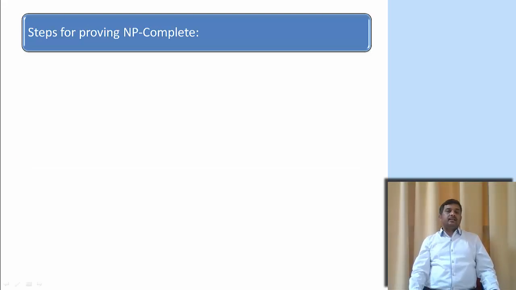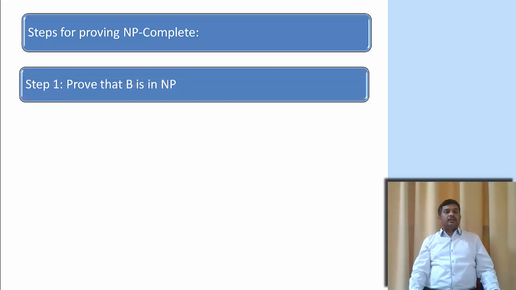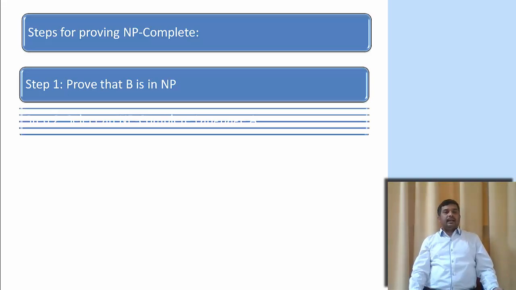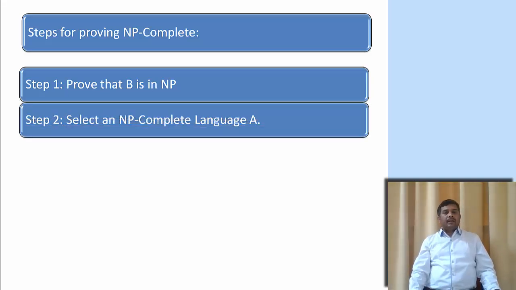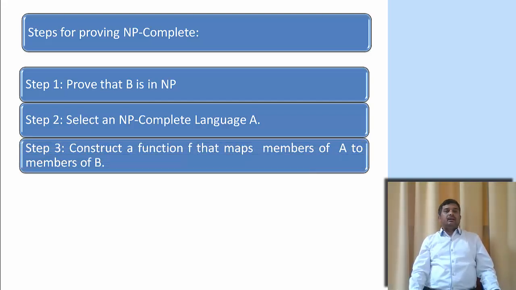Now we'll see the steps that are required to solve an NP-complete problem. The first step is to prove that B is in NP. The second step is to select an NP-complete language A. Step 3, construct a function f that maps members of A to the members of B. Here we mean the input members.